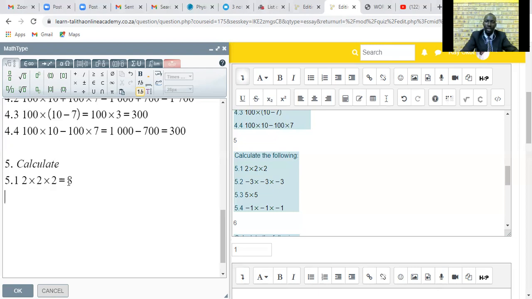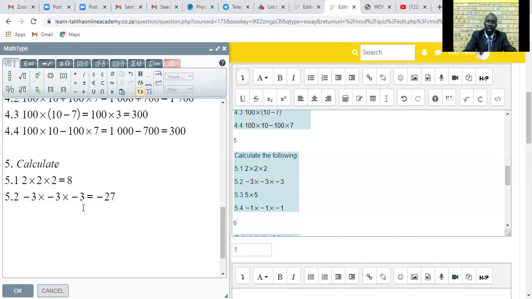Then the next question is for us to calculate the value of -3 times -3 times -3. What do we get for that? Well, -3 times -3 is +9. And then +9 times -3 is -27. Yes, that's what we get.